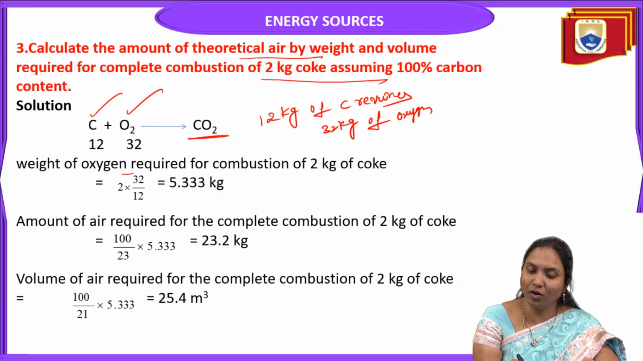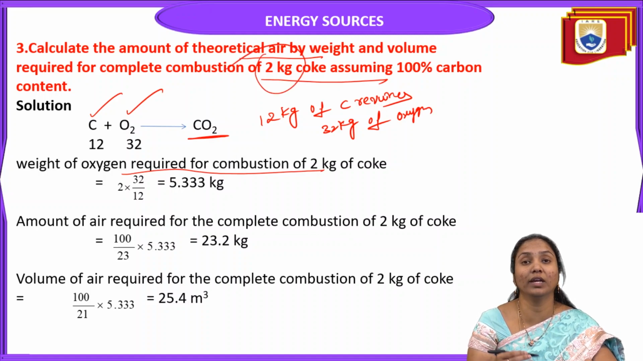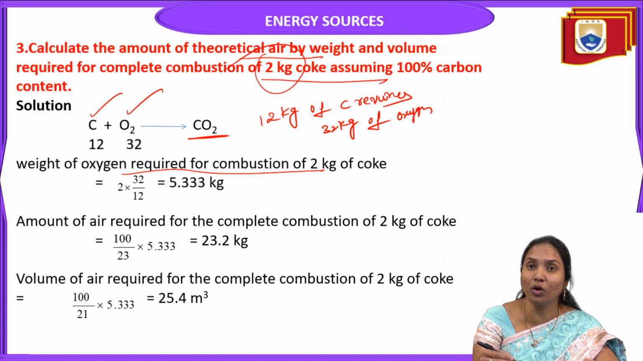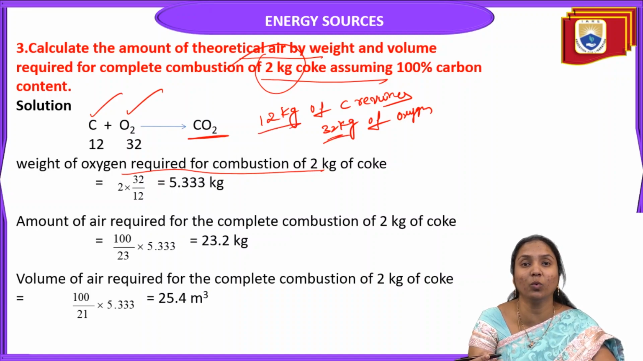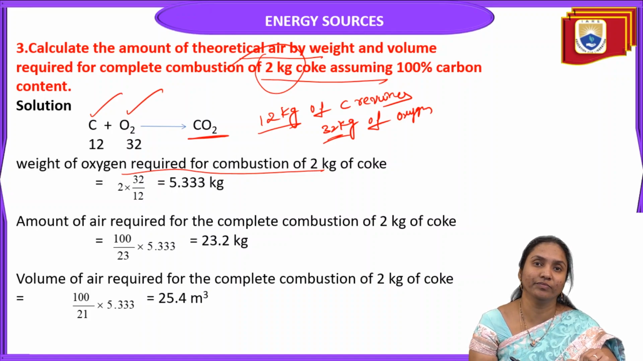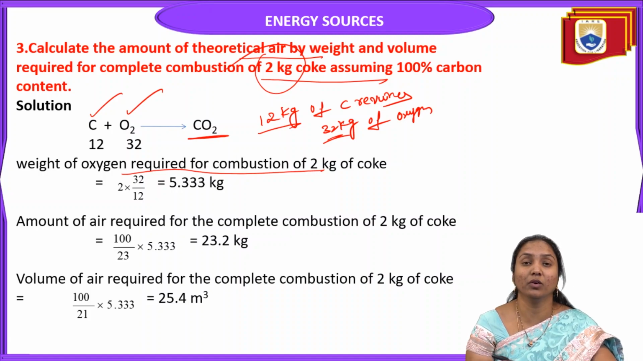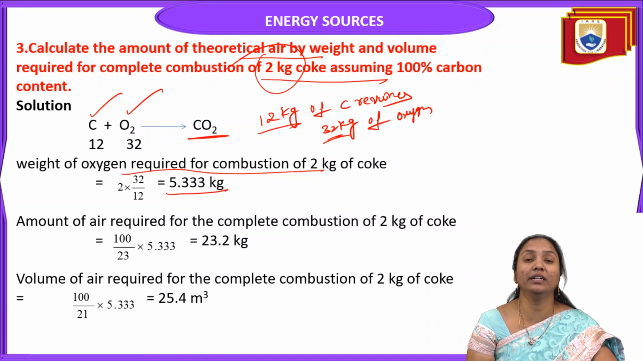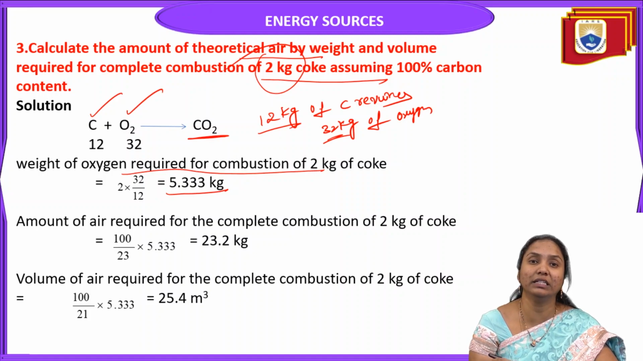So the weight of oxygen required for complete combustion of 2 kg of coke, how can we calculate it? Here 12 kilograms of carbon requires 32 kilograms of oxygen. So 2 kilograms of coke requires how much oxygen? 32 by 12 into 2, it's equal to 5.333 kilograms. So the weight of oxygen required for complete combustion of 2 kg of coke is 5.333 kilograms.